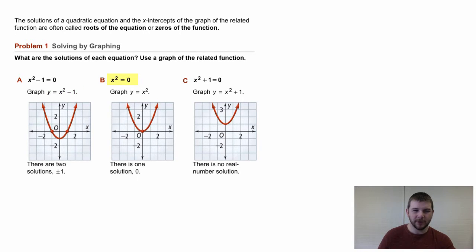Part B, x squared equals 0. The related function y equals x squared. Considering the graph of that parabola, we have exactly one x-intercept, so 1, 0 of the function, which we can also call the root of the equation. That would be 0. Note how the x-intercept is right at the origin. One solution, 0. And part C, x squared plus 1 equals 0. The related function y equals x squared plus 1, graphed below. Note this parabola has no x-intercepts, meaning the quadratic equation has no real solutions.